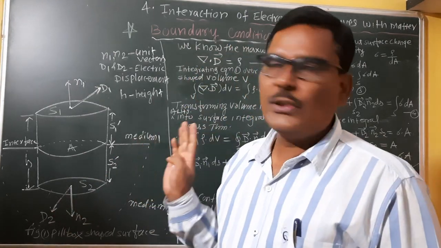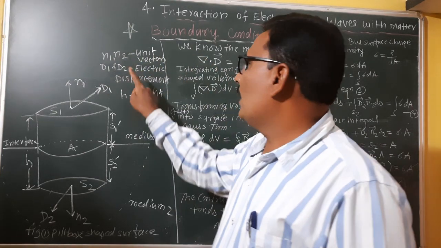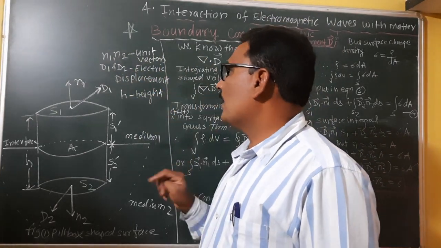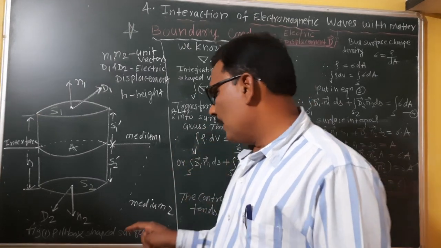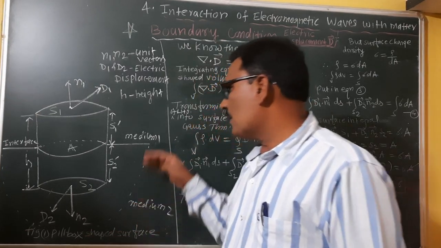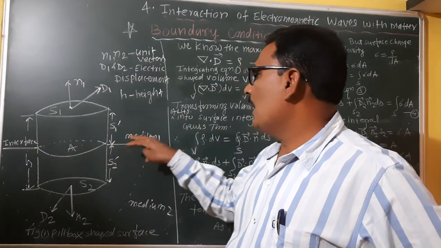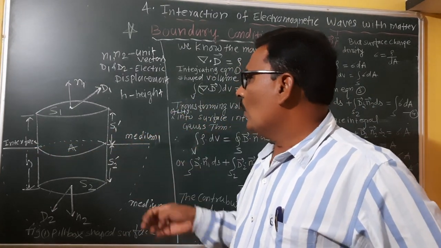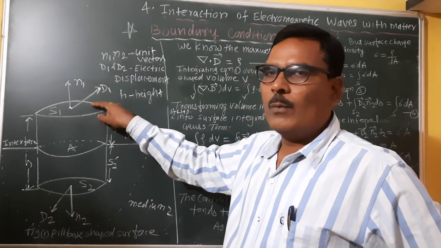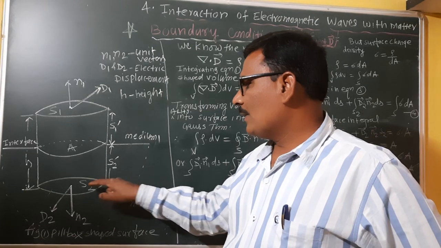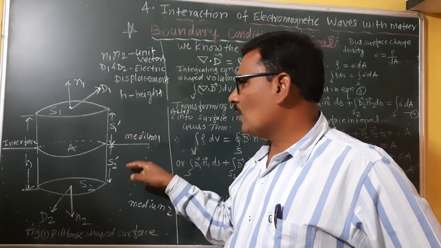The only change is that now N1 and N2 are the unit vectors, D1 and D2 are the electric displacement vectors, h is the height of the pillbox, and the pillbox-shaped surface is separated by the two media at the interface, say medium 1 and medium 2. Here S1 is the first surface at the topmost position, S2 is the surface at the bottommost position. S1 dash and S2 dash are the two side surfaces.